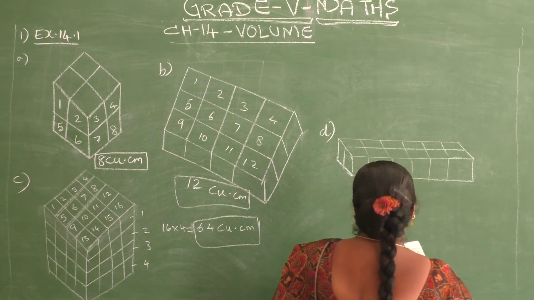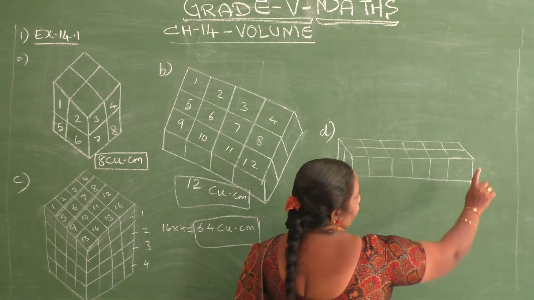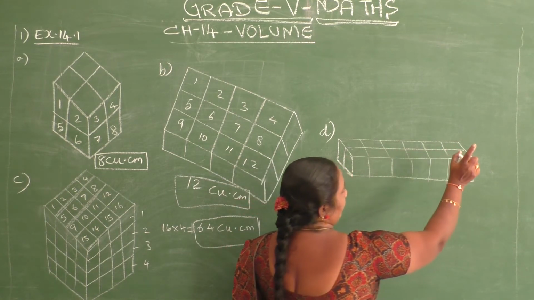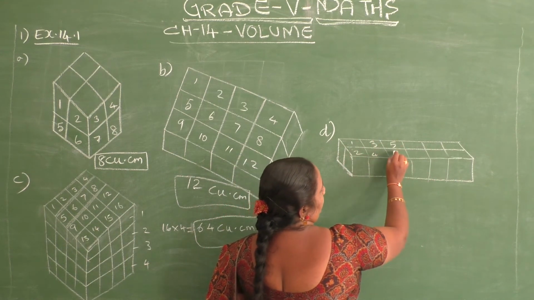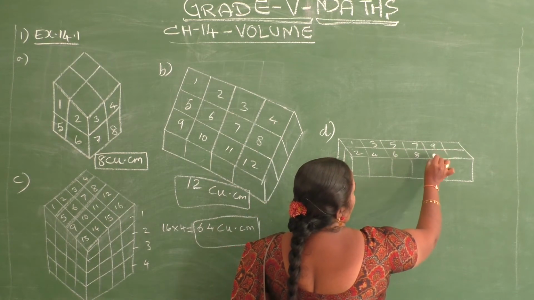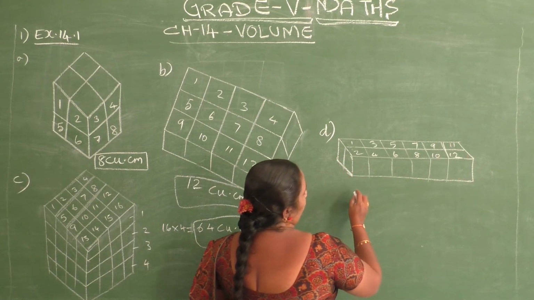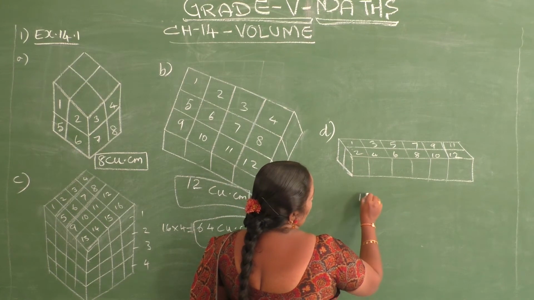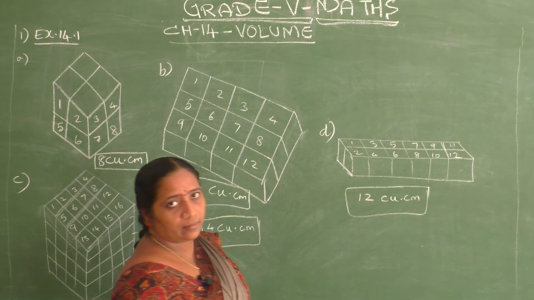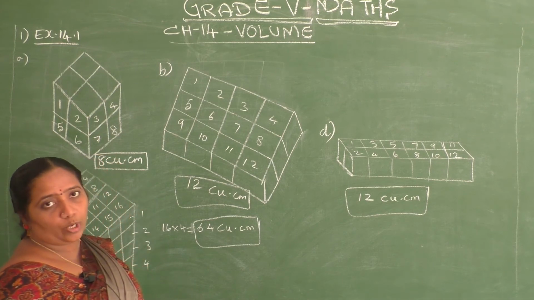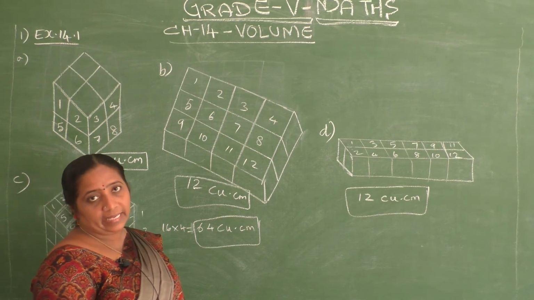See how many rows they gave here. D1, only one layer. That means we can count the top layer, that's enough. 1, 2, 3, 4, 5, 6, 7, 8, 9, 10, 11, 12. No layers. So that's all. So 12 cubes only are there. So the volume of this cube is 12 cubic centimeter. This is the answer. Okay, ma? Right? You have to count the cubes and find the volume. That's all. Okay. Here there is no need to use the formula because they gave it clearly.